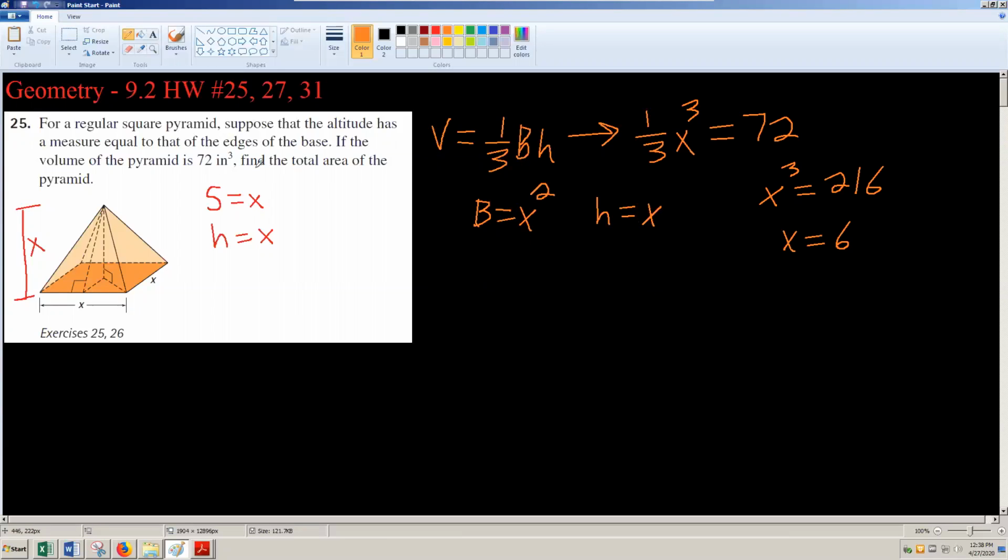Now the question is asking to find the total area of the pyramid. Now that I know the X length, I can go back and figure out what my slant height is, and I'm going to need that to figure out the total area. I guess you could use the lateral edge, but the easiest way is to use the slant height.